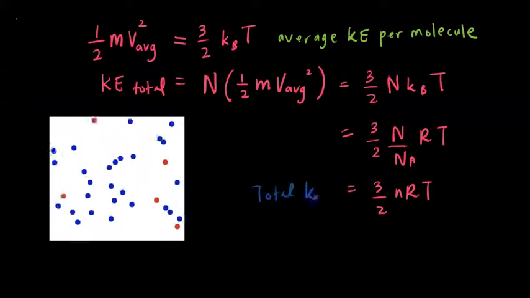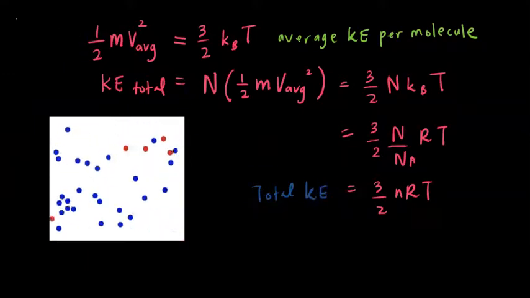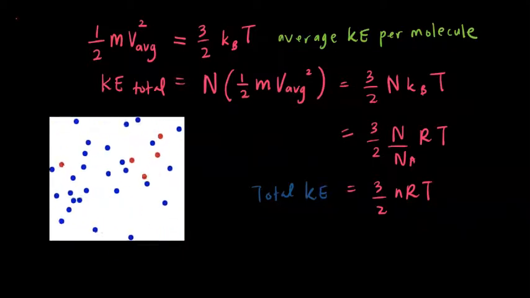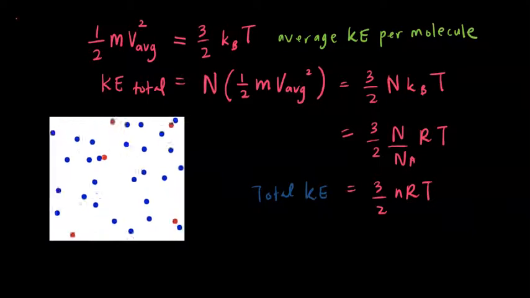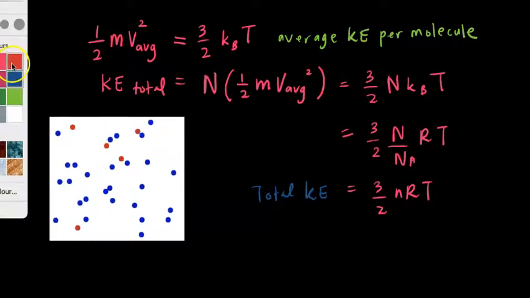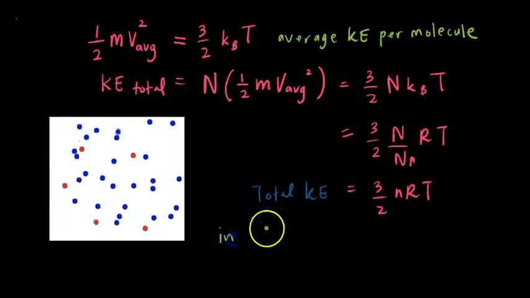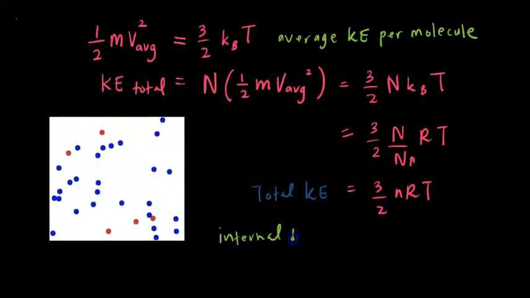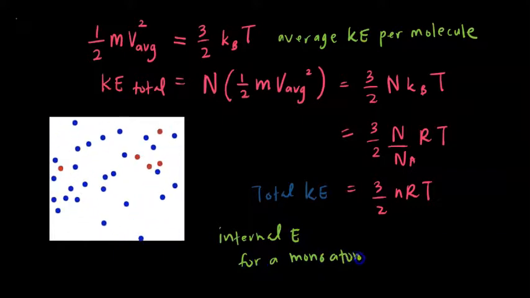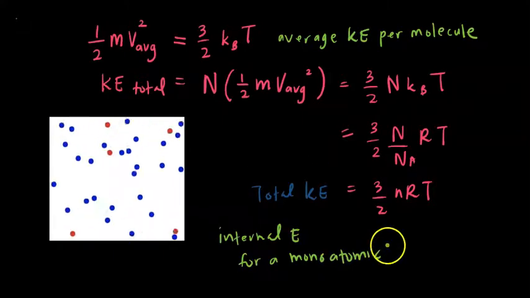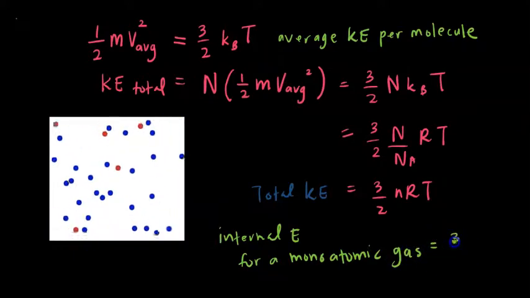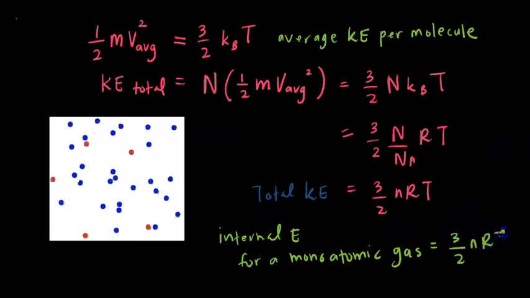Total KE. Okay, so this is total KE. For a monoatomic gas, the kinetic energy is pretty simple, and it is described exactly by this equation. So the internal energy for a monoatomic gas is equal to the total KE, which is equal to 3/2 nRT.